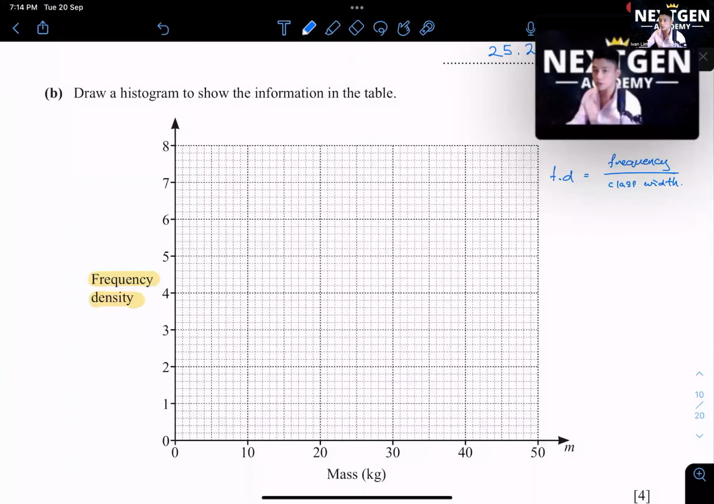Plus y squared equals 39. 60 minus 10y plus y squared equals 39. Okay, we rearrange it to make it a quadratic equation. y squared minus 10y plus 21 equals 0. y minus 7, y minus 3 equals 0. y equals 7, y equals 3.